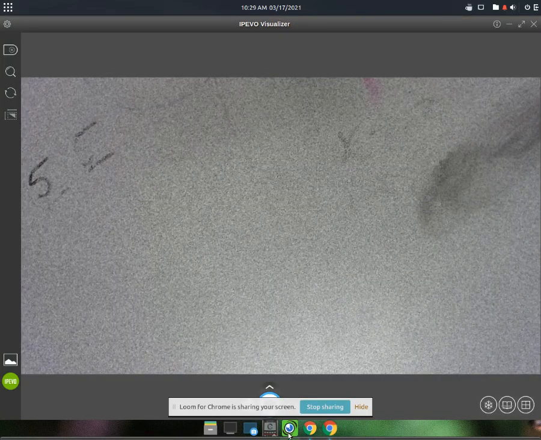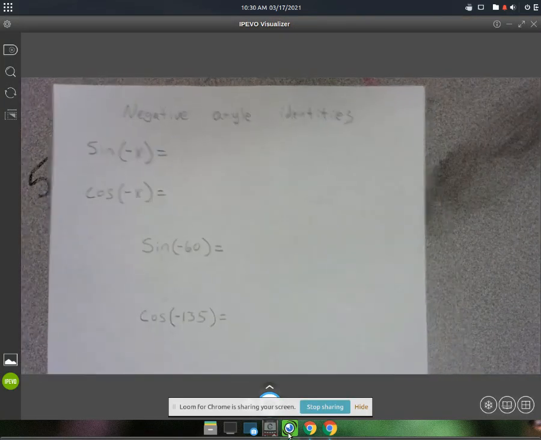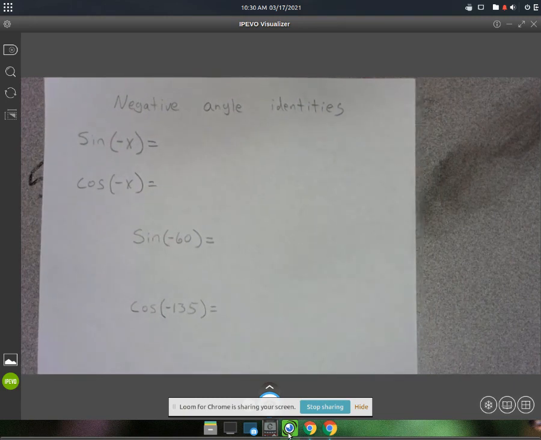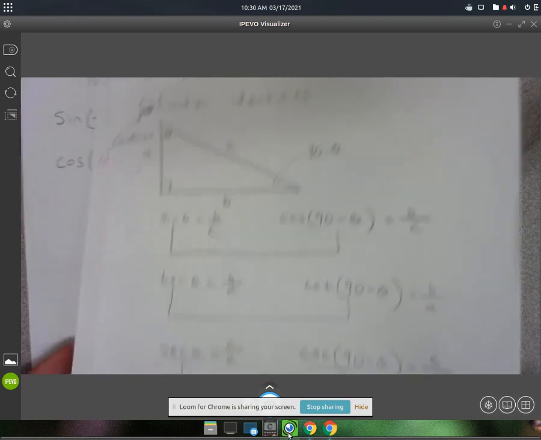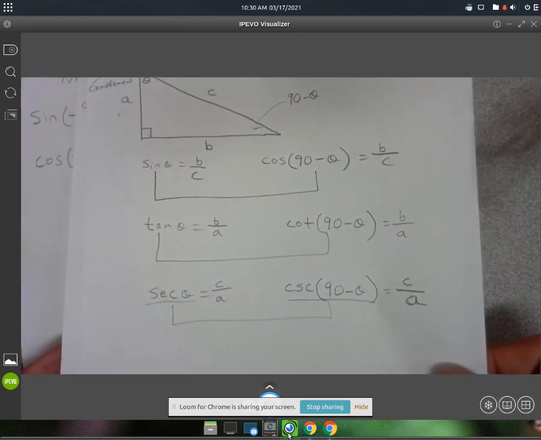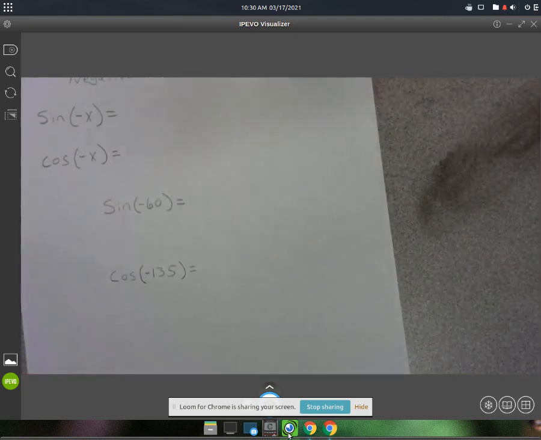Cool. All right, man. So in this one, we're going to look at the negative angle identities. We already saw the co-function identities, at least a few of them anyway.